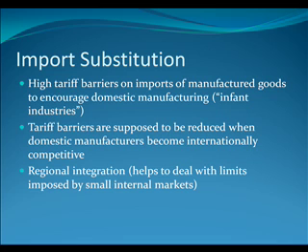Import substitution means high tariff barriers on imports of manufactured goods to encourage domestic manufacturing behind the tariff wall. We also call this an infant industry policy, which the U.S. actually had when it was still a young country. Tariff barriers are supposed to be reduced when domestic manufacturers become internationally competitive, and regional integration helps to make that happen by creating a larger market for manufacturers in relatively small countries.